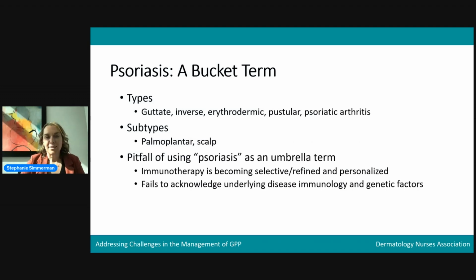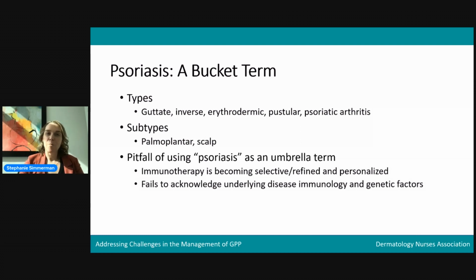So when we talk about psoriasis, a lot of us will lump it together and use it as a bucket term. Many people don't spend the time to differentiate the different types of psoriasis, because as we know, we have guttate psoriasis, inverse psoriasis, pustular, psoriatic, and erythrodermic. We also know that we have some subtypes of psoriasis. So there's a little bit of danger if we just use psoriasis broadly and don't pay attention to the different types and subtypes, because sometimes we get this kind of umbrella term.